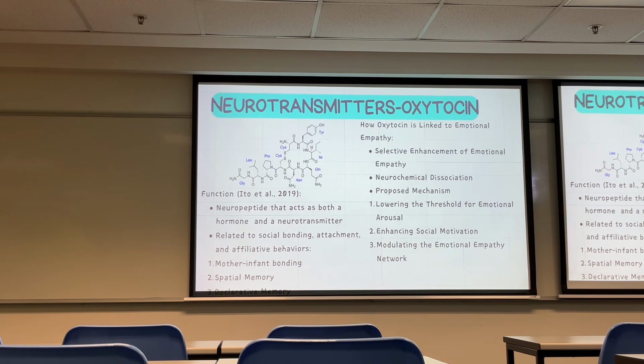Let's talk about some important neurotransmitters. Oxytocin is a neuropeptide that acts as both a hormone and a neurotransmitter. Its primary function, as highlighted in the article, is related to social bonding, attachment, and affiliative behavior. It is crucial for processes like mother-infant bonding, peer bonding, trust, and social approach behavior.